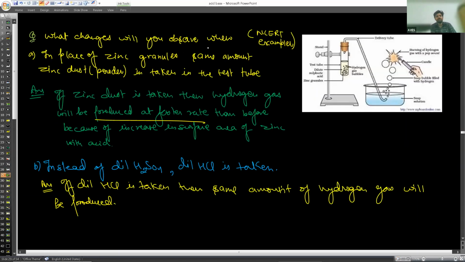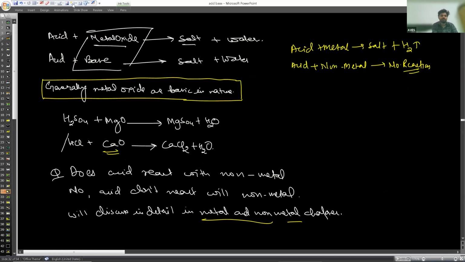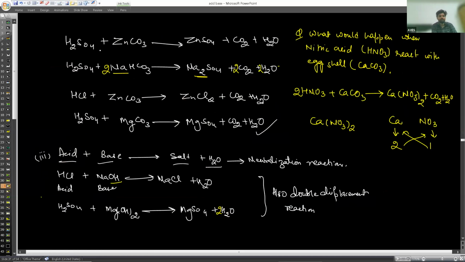Okay, so there's a question that comes in examination: what changes will you observe when you are reacting some metals during the production of hydrogen? Let me explain. This is a diagram here, and this is an NCERT question. Like for example, you have a test tube here, okay, test tube.